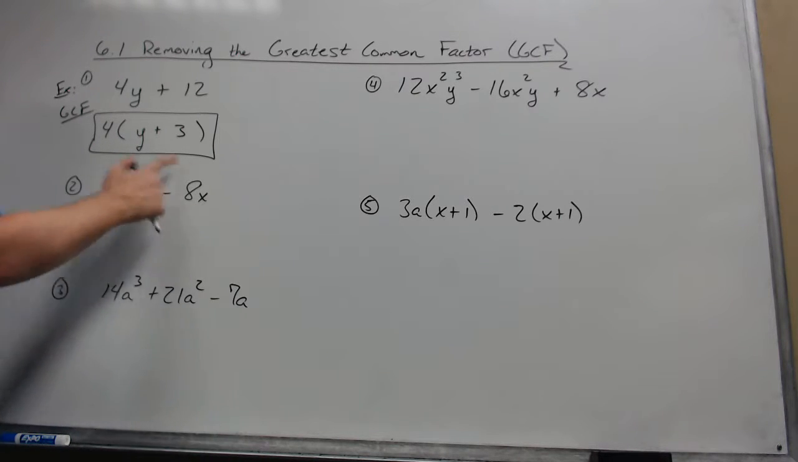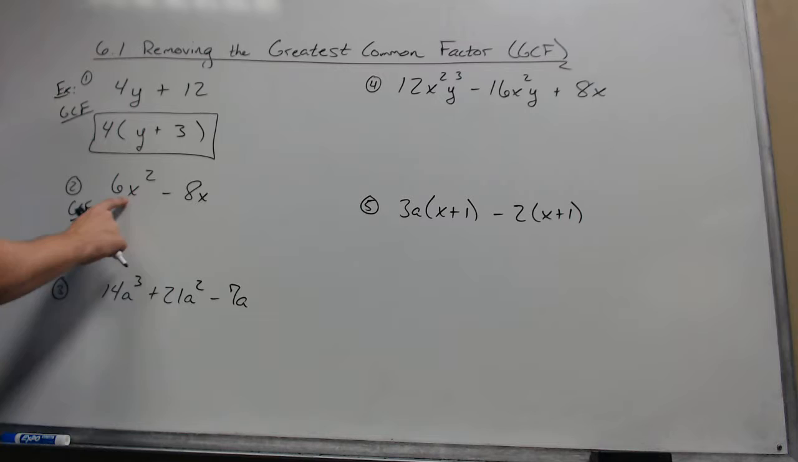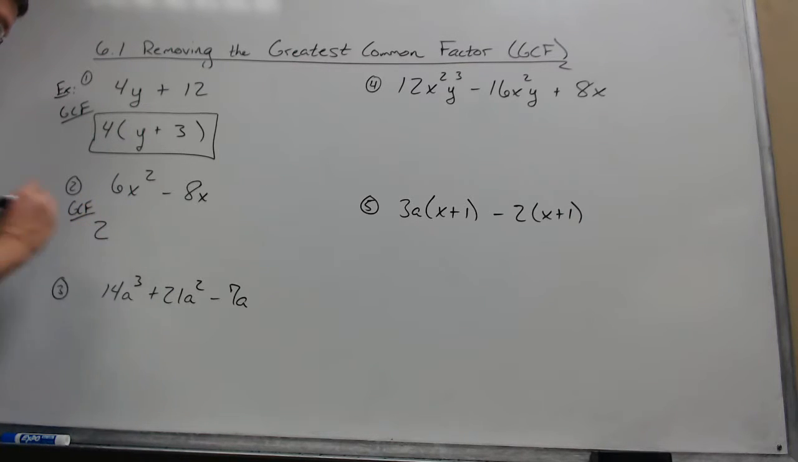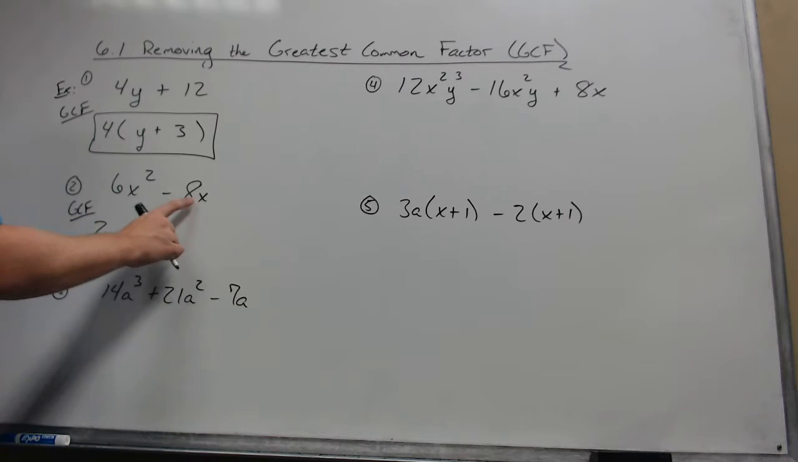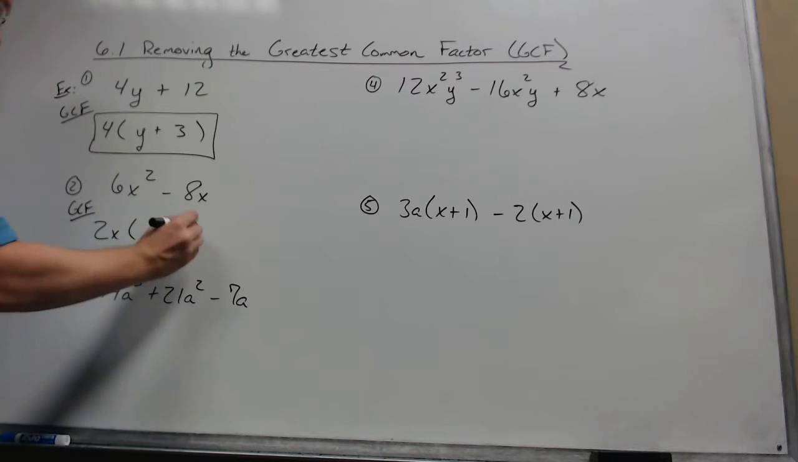All right, on to this next term. Let's identify what the GCF is. A little more complex here, but we can still find it. Between 6 and 8, the largest number that divides into those is 2. And between x squared and x, remember with variables we look for the lowest power we see, that would just be x. So we can remove a 2 and an x from each one of these terms.